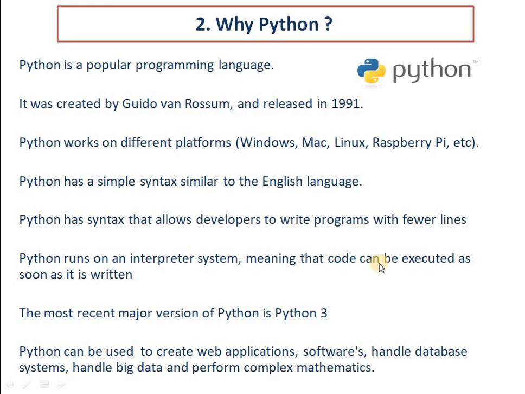Second thing, why Python programming? So Python is a popular programming language. It was developed by Guido van Rossum. It is released in the year 1991 for the first time. It works on all platforms. It works with Windows, it works with Mac, Linux, Raspberry Pi, etc. It works with all platforms.